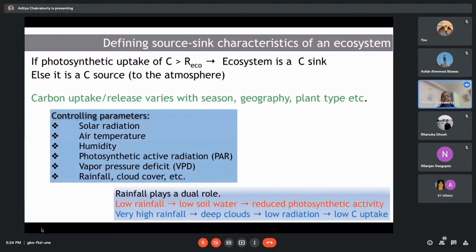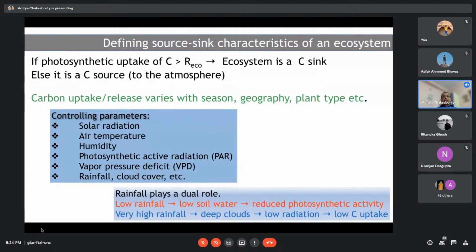And rainfall, it plays a dual role. For example, without water, the plants cannot do their physiological processes. So they need an adequate amount of water which comes through the soil. But supposing if it rains too much, then it can have some detrimental effect on the photosynthetic process, because we know that during heavy rain conditions, cloud cover increases, which will inhibit or limit the solar radiation, and so that is one way it can affect the photosynthetic process.